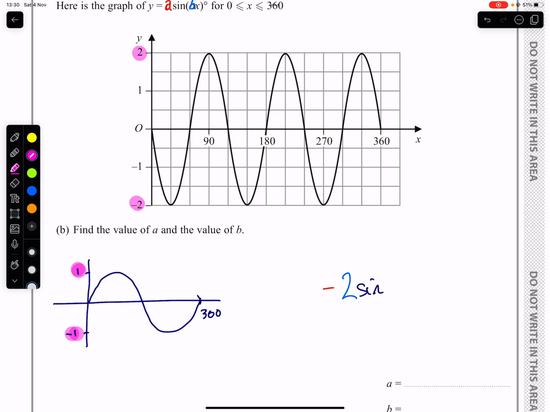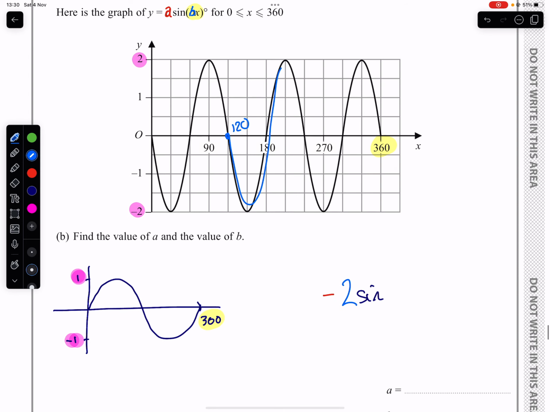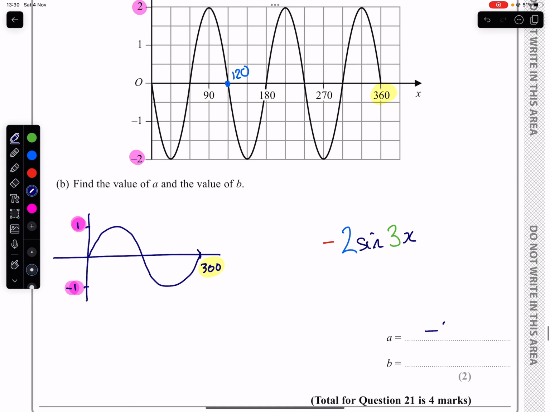Lastly, as far as this value of B on the inside of the brackets is concerned, this will tell us how many waves we end up with in 360. If we compare the fact that our normal sine wave should end at 360, and what we have here is that our sine wave going through a full single cycle will end here, which is 120. That then tells us that we actually have 3 full waves in a full 360, which means that B is 3. So we're going to end up with -2 sin(3x) as the equation of this line here. So A is -2 and B is 3.